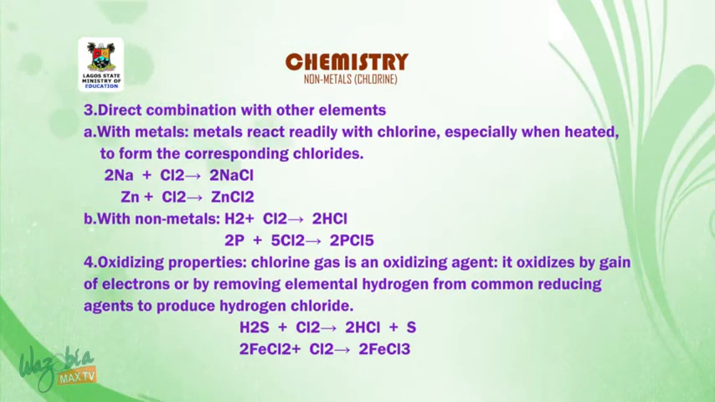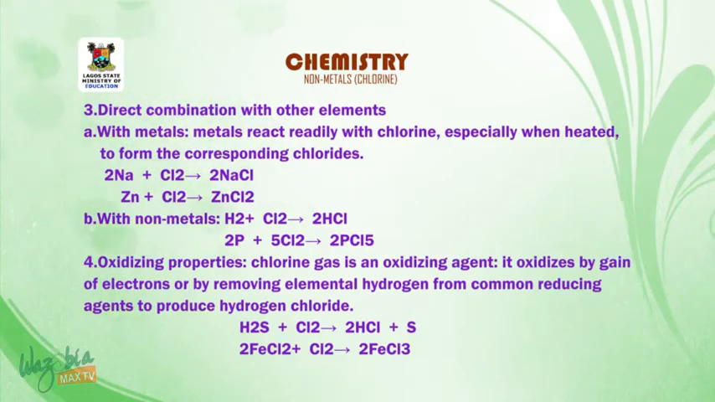A is with metals. Metals react readily with chlorine, especially when heated, to form the corresponding chlorides, as shown in the equation below. In the first equation, sodium metal combines with chlorine to give sodium chloride salt, and in the second equation, zinc metal combines with chlorine to give zinc chloride.